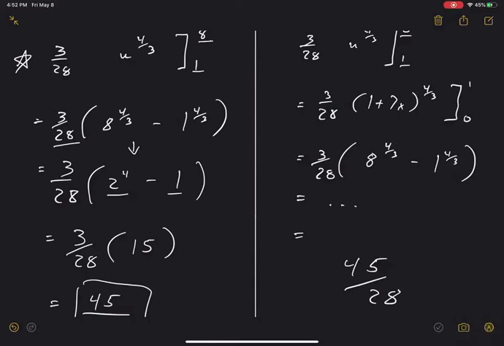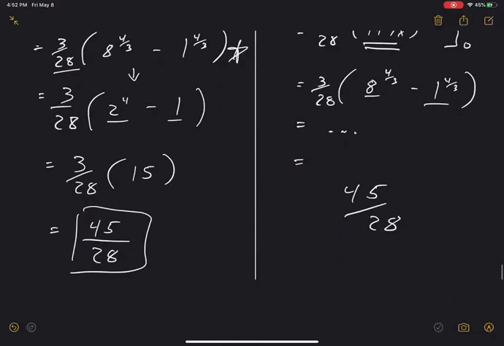Plugging 1 into this, I would get 8, and then I would have 8 to the 4/3. Plugging in 0 to this, I would get 1 plus 0, so 1 to the 4/3, so I'd end up with this. And then this is the same thing I had over here, right? So I'm going to end up with the same exact answer. I've just skipped some steps here. Skip the simplification. Okay, so we have two choices.